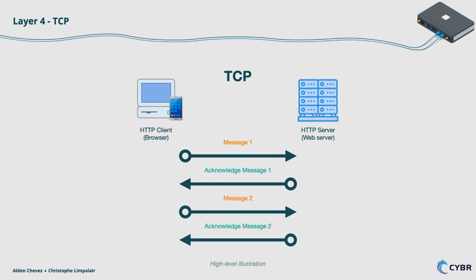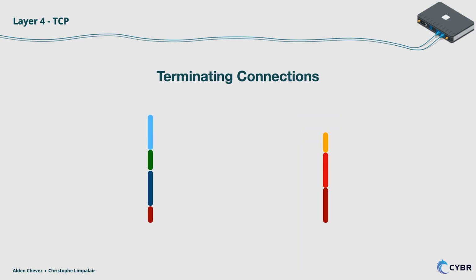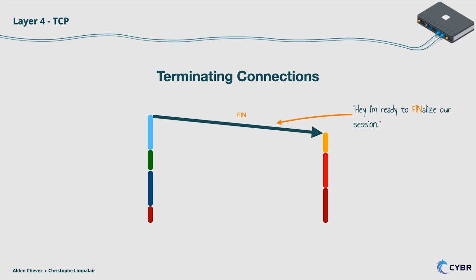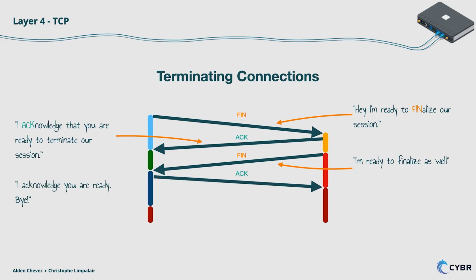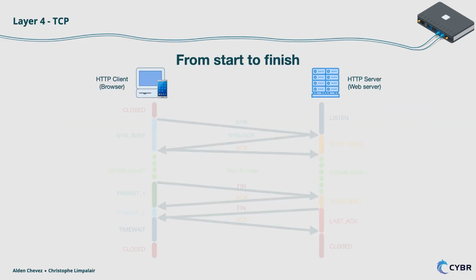Now there's also a process to properly terminate the established connection. The client sends a FIN packet saying, "Hey, I'm ready to finalize our session." And then the server replies with an ACK packet saying, "I acknowledge that you're ready to terminate our session." The server then also sends a FIN packet of its own saying, "I'm ready to finalize as well." And then the client responds with a final ACK by saying, "I acknowledge that you're ready and goodbye." And so the whole process looks a little bit like this.